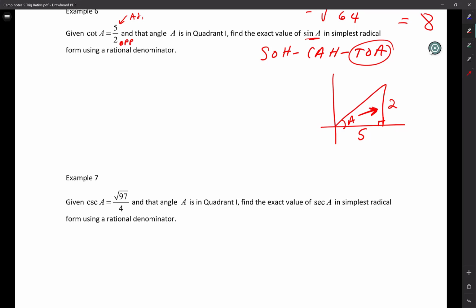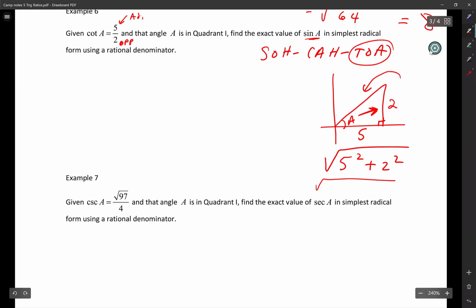Now they want me to find sine A, so I need the hypotenuse. So here we go. That's just the Pythagorean theorem. I'm just going to go straight out. I'm just going to say square root of 5 squared plus 2 squared because I'm looking for the longest side. 5 squared is 25, 2 squared is 4, and 25 plus 4 is 29. And no, 29 does not break down. If it was 27, it would, but 29 does not.